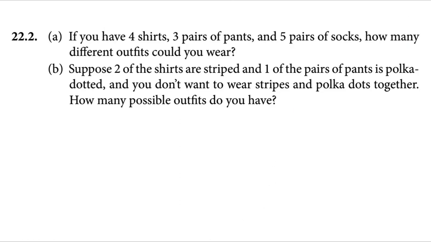Question. If you have 4 shirts, 3 pairs of pants and 5 pairs of socks, how many different outfits could you wear? 4 shirts, 3 pairs of pants and 5 pairs of socks. You'll be choosing just one of each. So it's going to be 4 times 3 times 5. Right? And suppose 2 of the shirts are striped and one of the pairs of pants is polka dotted, and you don't want to wear stripes and polka dots together. How many possible outfits do you have?